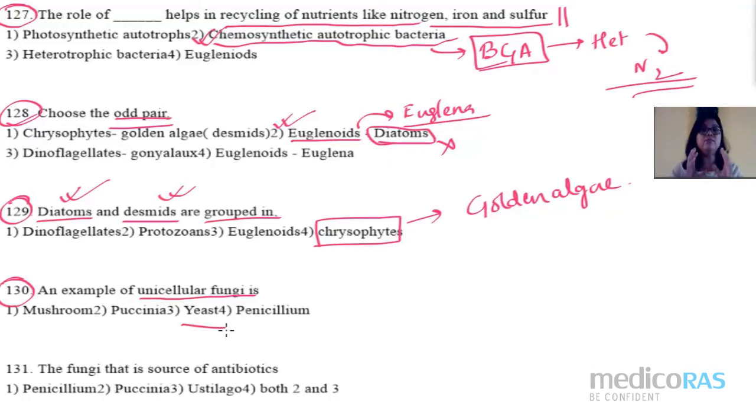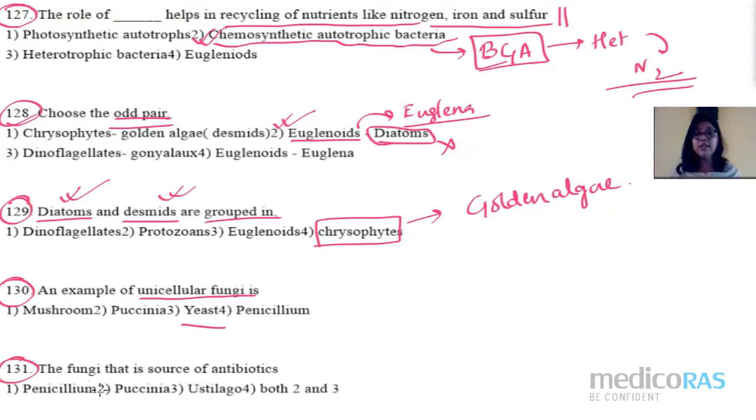All fungi have some loose tissue, so they are not usually considered unicellular. But yeast is exceptional. It is unicellular, that means a single cell is present instead of having loose tissue. So yeast is the correct answer.